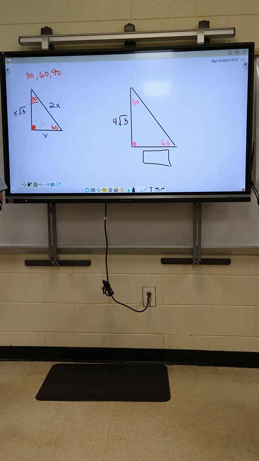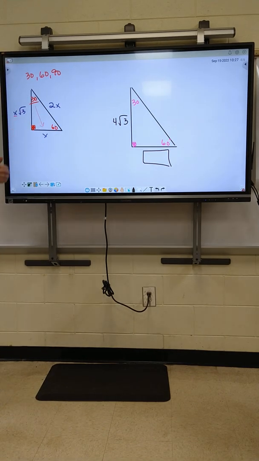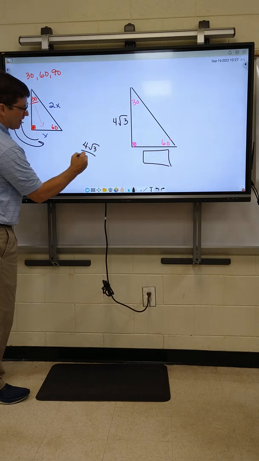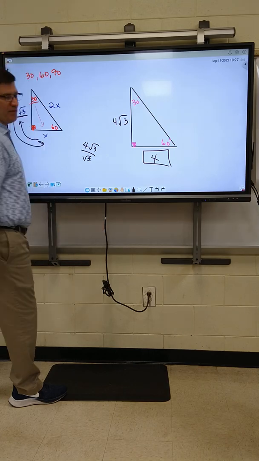Okay, good. They've got a y instead of x. That's okay. Okay, so we've got to go from here to here. Look at your formula. If you go from here to here, the formula tells you to multiply by root 3. So what are you going to do if you go backwards? You're going to divide by root 3. Take that 4 root 3, divide it by root 3. What do you get? Just 4. Put a 4 right there.